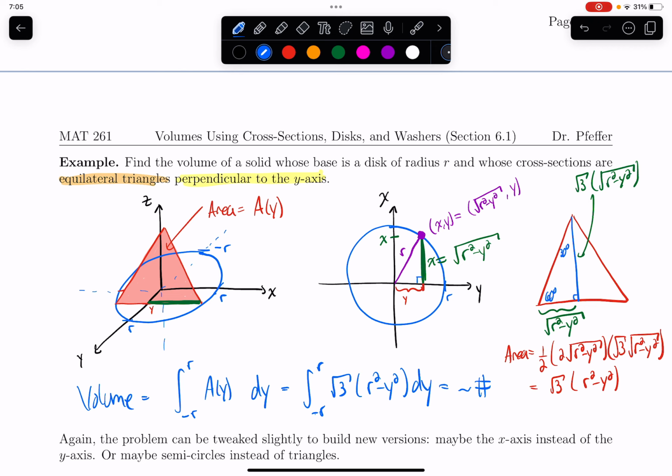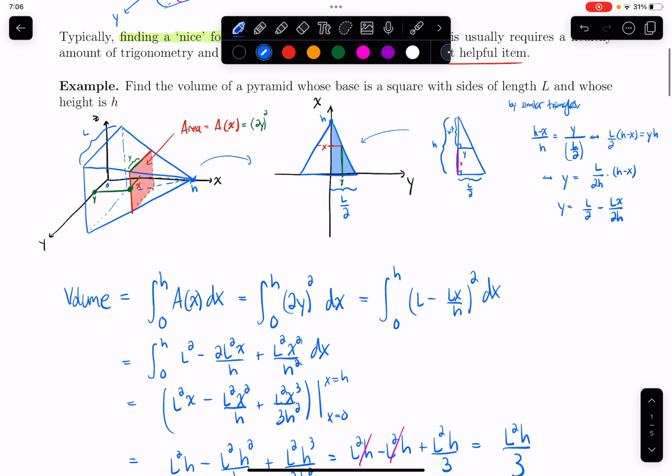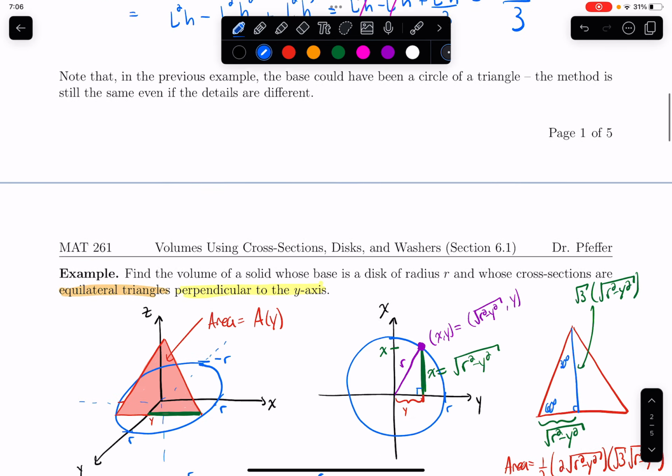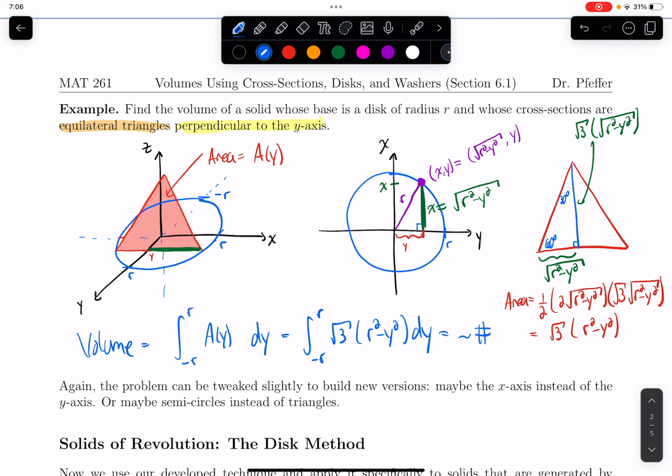So volume by slicing, when your slices are arbitrary objects, in this case an equilateral triangle, in the previous case a nice square. There's other versions of this where instead of equilateral triangles you have an isosceles triangle. Technically you can do this if you have a regular polygon, like a pentagon or an octagon. Really anything where classical geometry and a little bit of trigonometry can tell you what those areas are if you draw detailed enough pictures.